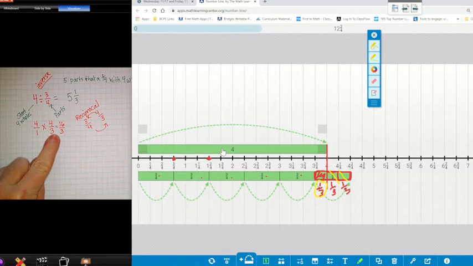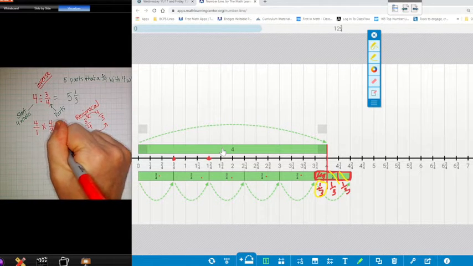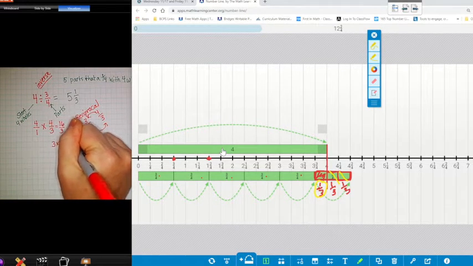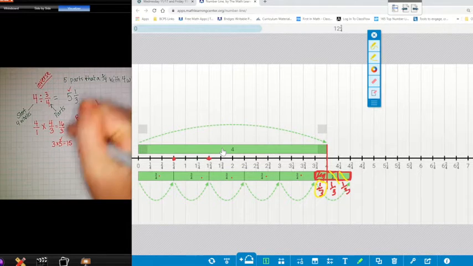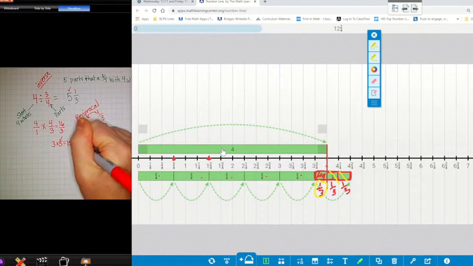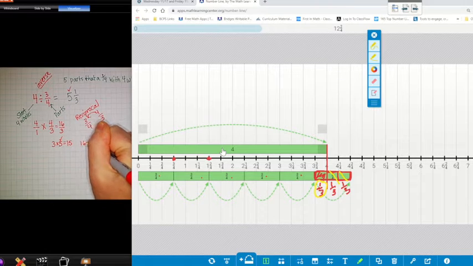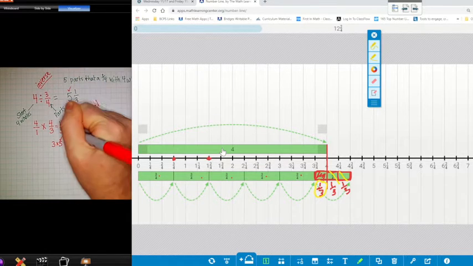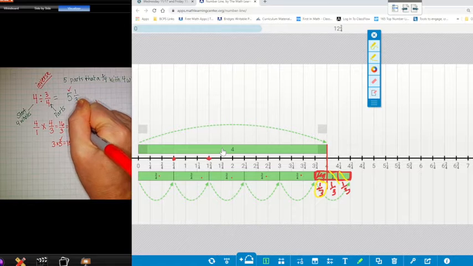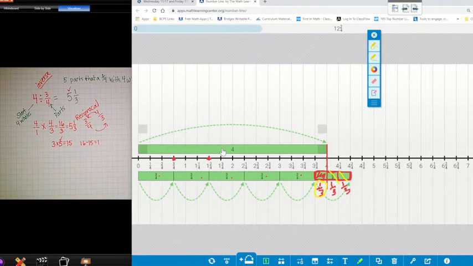Let's make that a mixed number. How many 3's make a 16? 3 times 5 is 15. There's my whole number. And then what's left over? 16 minus 15 is 1. There's my 1/3. 5 1/3. Okay? So the strategy works. However, I will tell you, if you like making this on the number line, it's actually really fun.